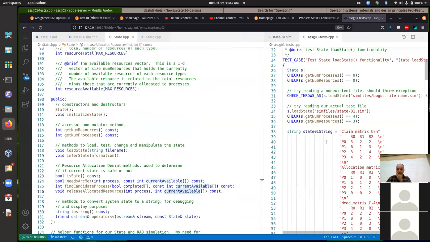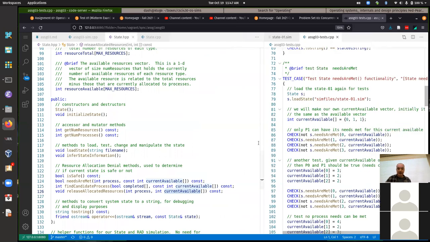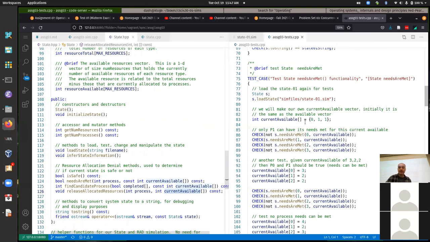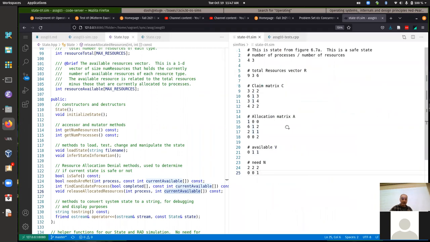So I'm just going to bring up the test here just to not miss anything, but we can see how it's tested. For example, we load in that state one, which is the state that I was using all this time to discuss things, right? And I already showed that the needs for process zero should not be met if we're using this as our available vector, whereas the needs for all the other three processes are met.